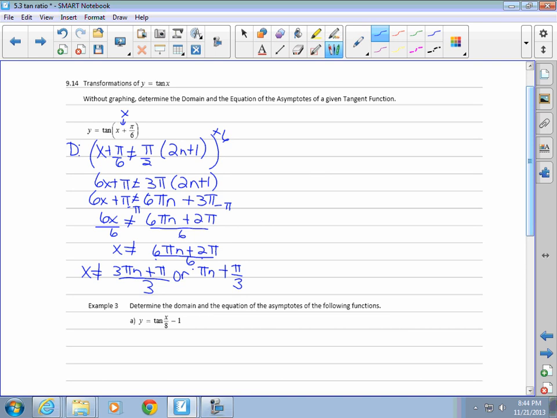So then your range hasn't changed. Y is an element of real numbers. Equation of asymptotes is x is equal to 3 pi n plus pi over 3.